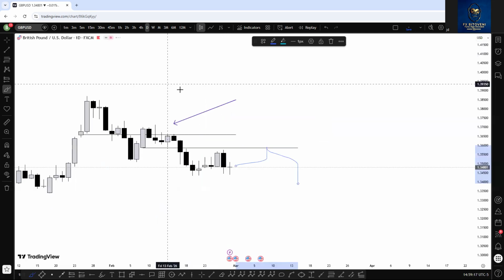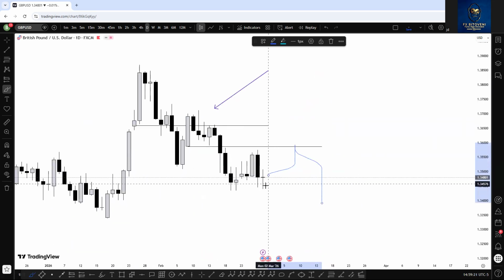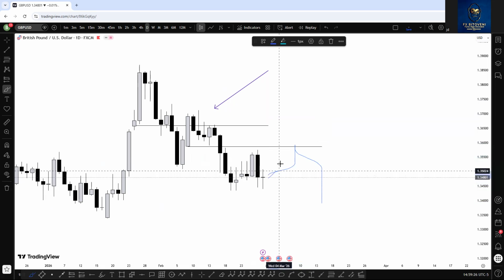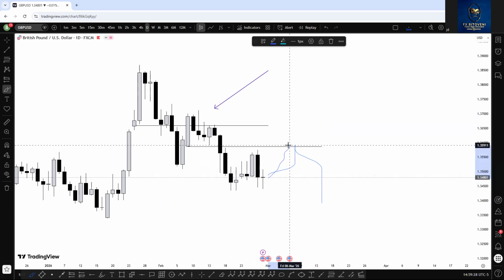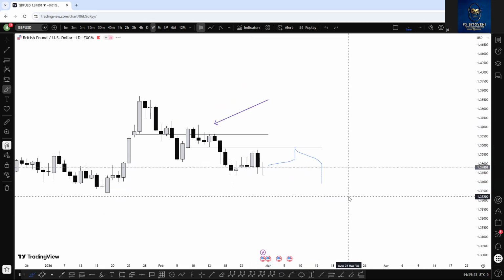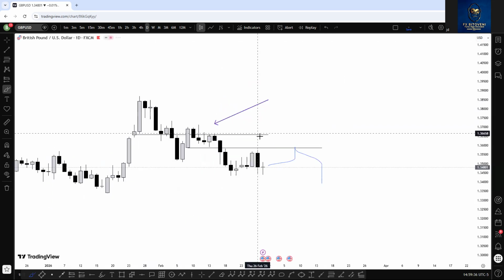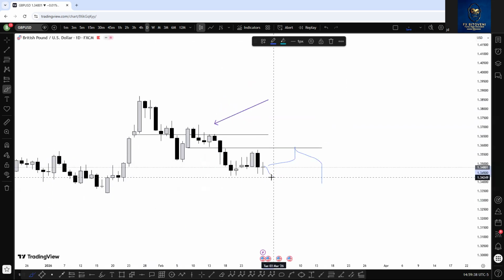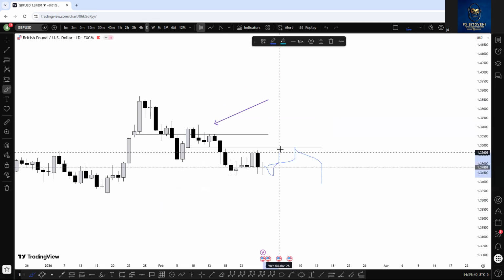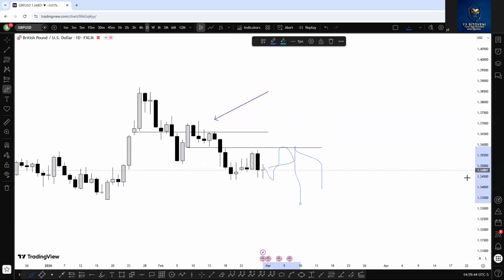Okay, so next week, you can see we've been consolidating. Don't be surprised if you see a new candle start here and then come back around here and then go down, or it may even trade lower around here and then come back, then it can also go down. So you have to understand.